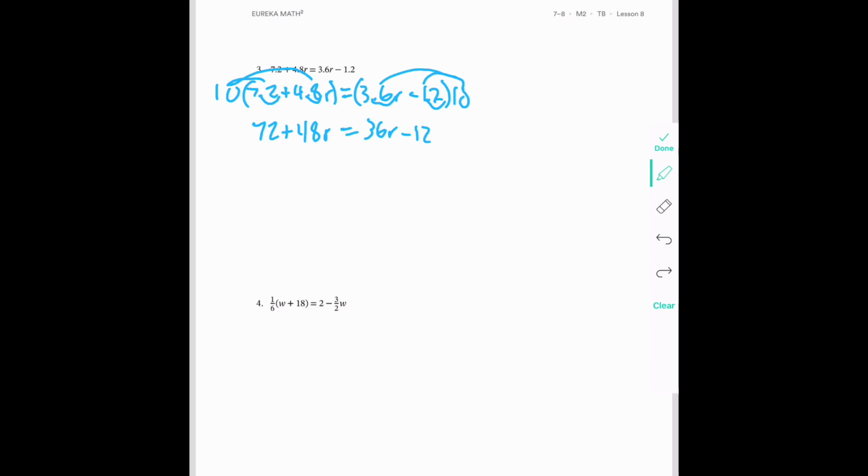we could just multiply each side by 10, okay, to do what you just seen me do. So if I multiply each side by 10, that distributes, right? That distributes. So this number would become, move the decimal place one place, 72. Plus this number will become 48R is equal to 36R minus 12.